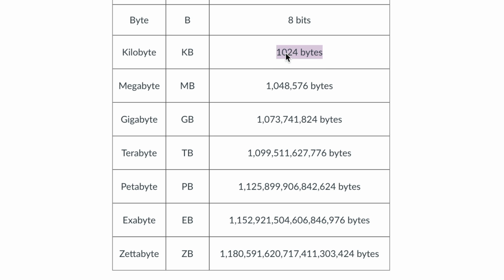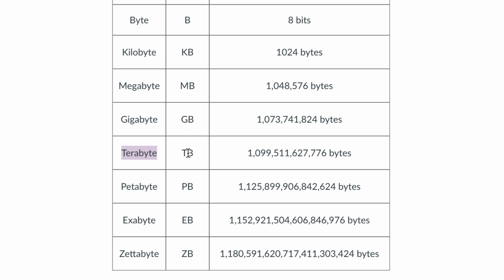Or 1024 times 8 bits. Moving up, we have the megabyte, which is symbolized by the MB, and that is going to be 1,048,576 bytes, or that number times 8 bits. We have the gigabyte, symbolized by GB, and that is going to be 1,073,741,824 bytes, or that number times 8 bits.